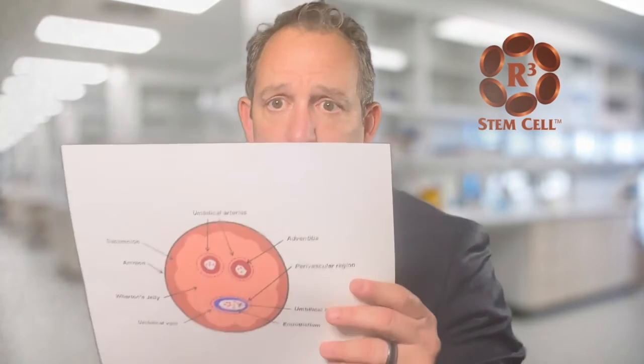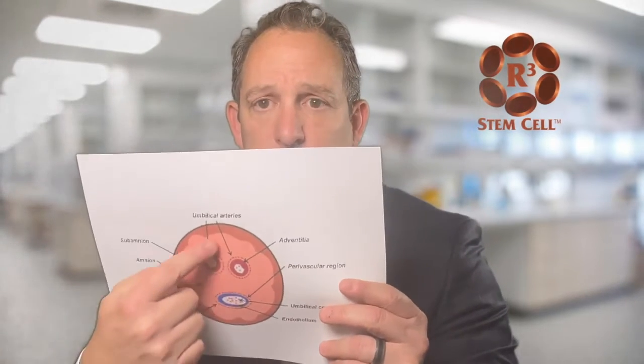So when we do regenerative procedures around the world, a lot of what we use are stem cells that are Wharton's jelly derived. All right. So it's just part and parcel of the umbilical cord.